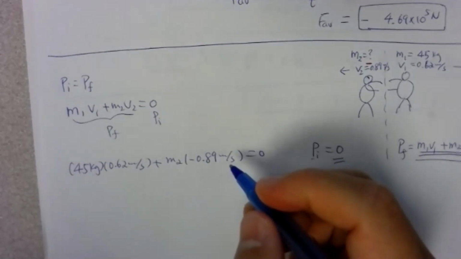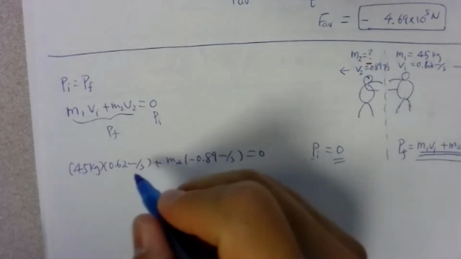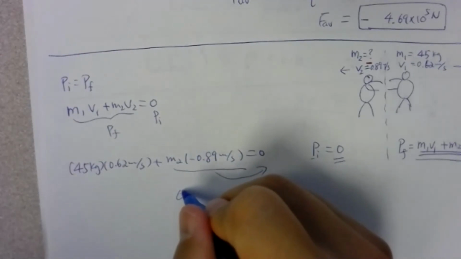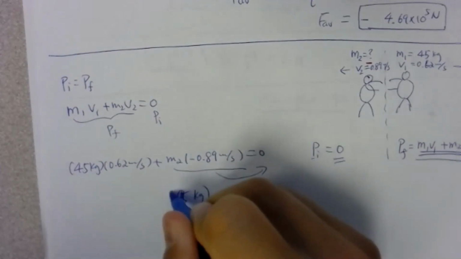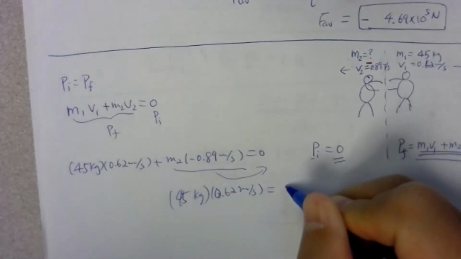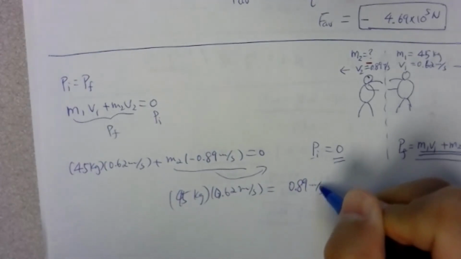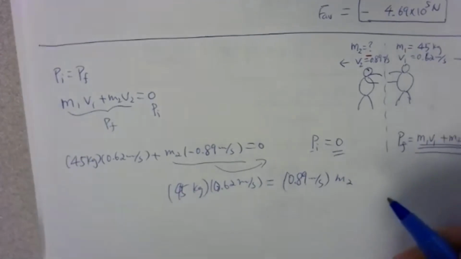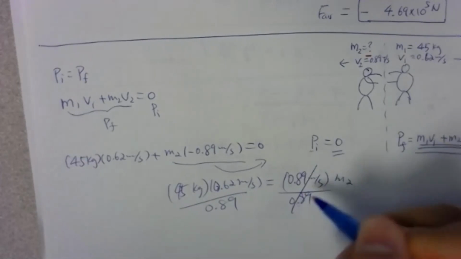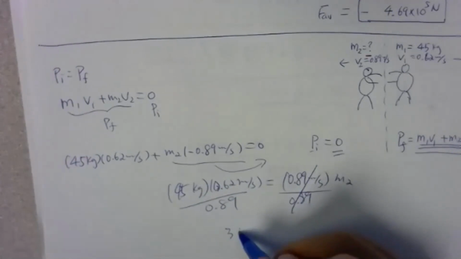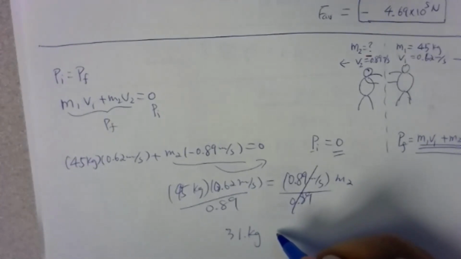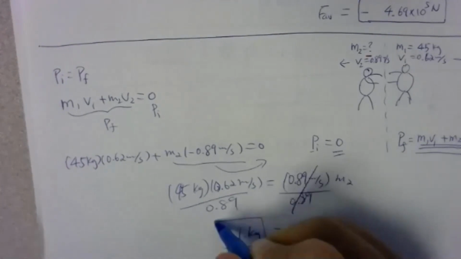Okay. So in this case, you move this term to the other side of the equation. Minus becomes positive. So 45 times 0.62 meters per second equals 0.89 meters per second times M2. Okay, divide both sides by 0.89 and that will give you your M2. So that would be roughly 31, I think 31.3 kilograms. That would be your M2.